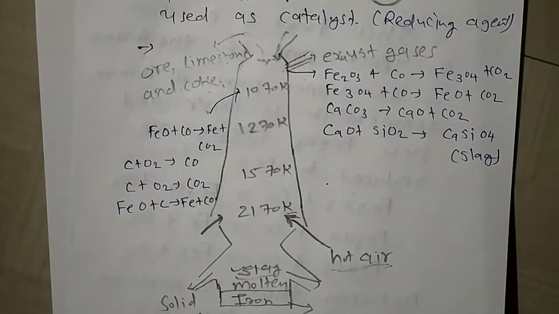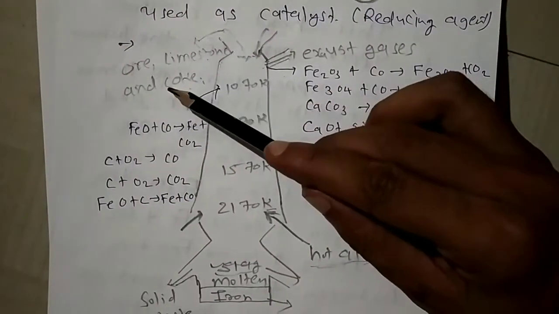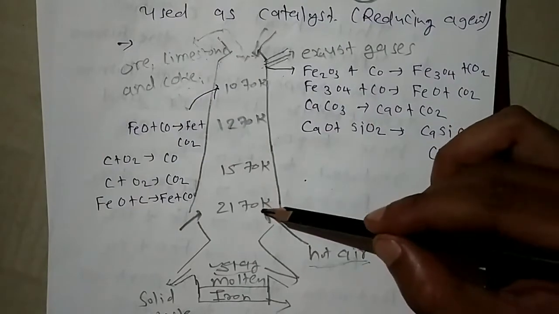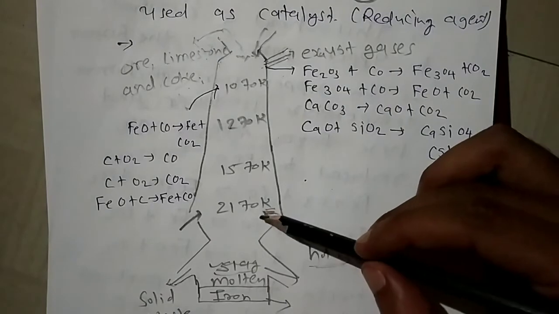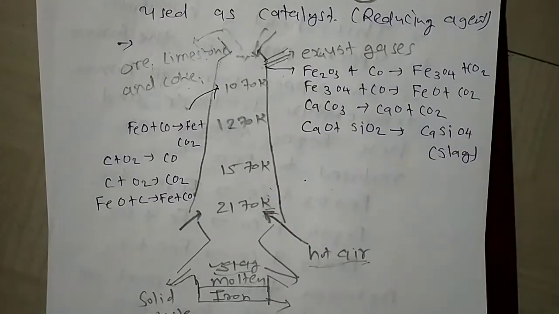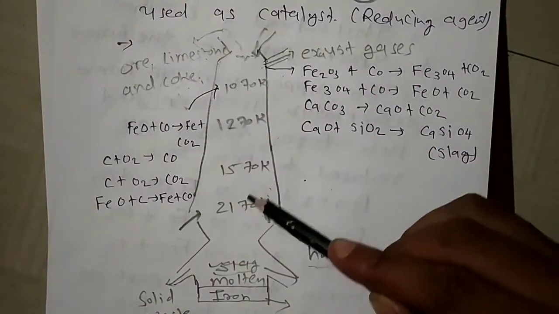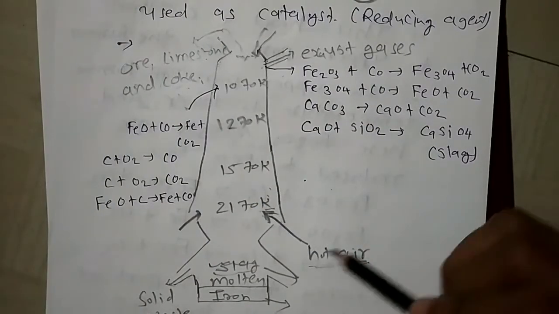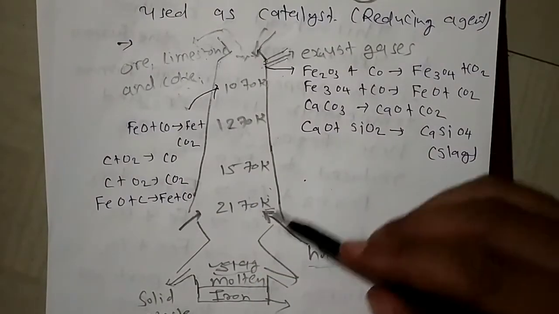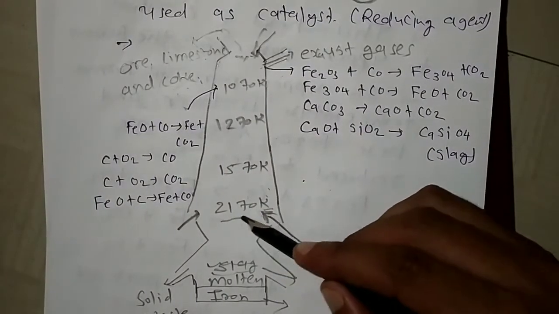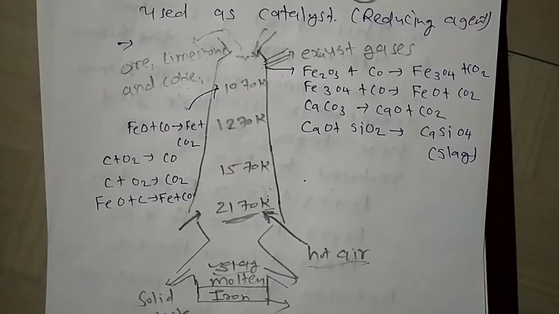Now what will happen here? First of all, this coke will come here with hot air, and it will react with hot air to form carbon dioxide and carbon monoxide, and that reaction will be an exothermic reaction. Again, coke will come here at the bottom, and it will react with hot air, and that reaction will be exothermic. So at the bottom of the blast furnace, the temperature will be very high. You can see here 2170 Kelvin temperature is there.